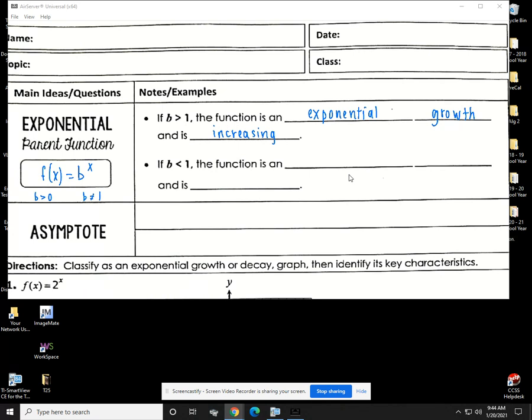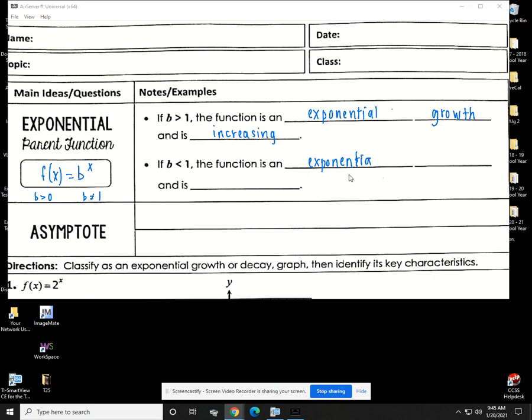Now, if b is less than 1, and again, just remind me, what are some values that are less than 1 that we could put in this category? 1/2 would be less than 1, right? 1/3, 2/3. Those are values that are less than 1. If that happens, it doesn't have exponential growth. It has what we call exponential... anybody heard this before?